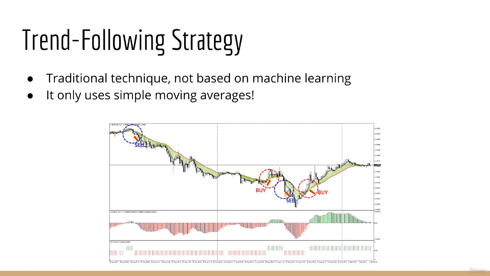In this lecture, we are going to look at our first trading algorithm, which is called a trend following strategy. This is a traditional trading technique, which is not based on machine learning. If you recall, earlier in the course, we talked about simple moving averages. At the time, they probably didn't seem that useful. In this lecture, we will see how the simple moving average can be applied to build a trading strategy.